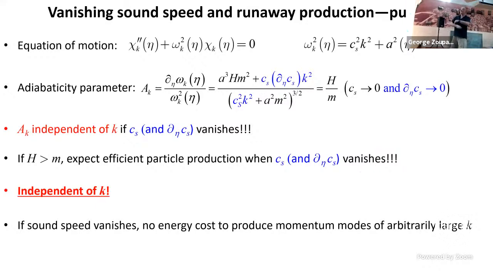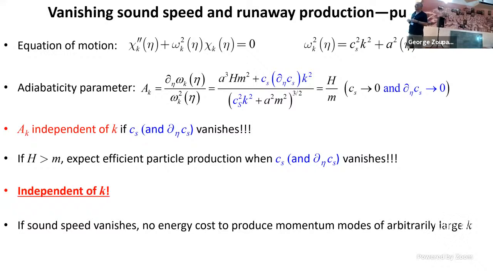All right, so the vanishing sound speed leads to runaway production of particles, producing particles of arbitrarily large momentum. And you can see that from looking at the adiabaticity parameter that I defined, and it involves c_s squared and c_s. And if c_s goes to zero, and the derivative of c_s goes to zero, then the adiabaticity parameter is simply H over m. So if m is small, and the smaller the mass, the larger the adiabaticity parameter, the more gravitational particle production you would have.